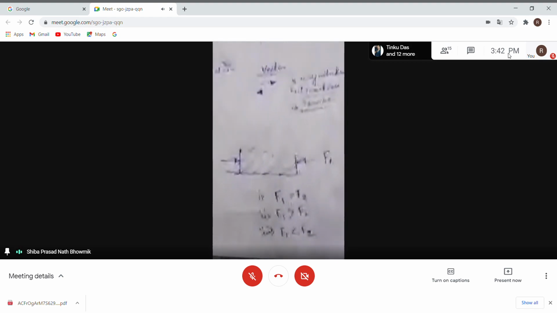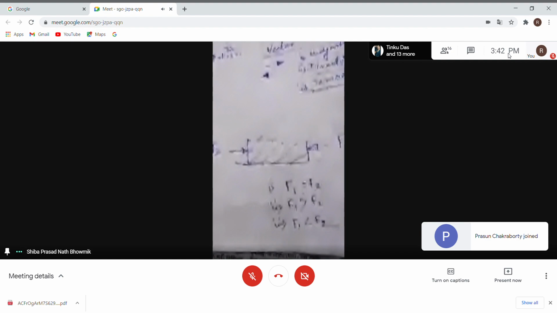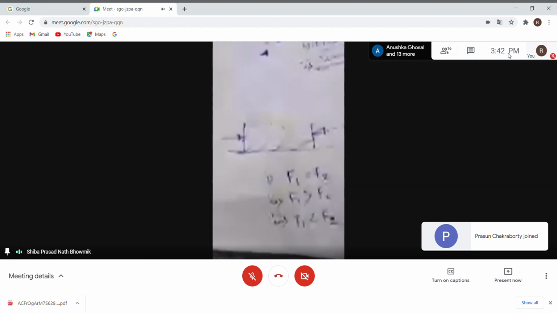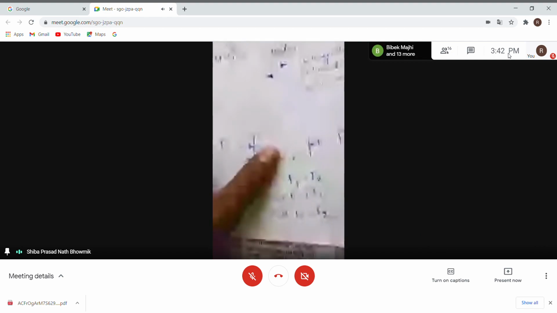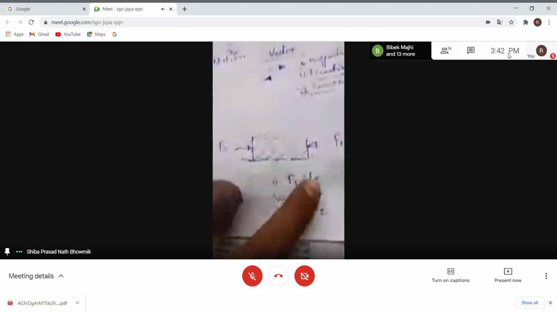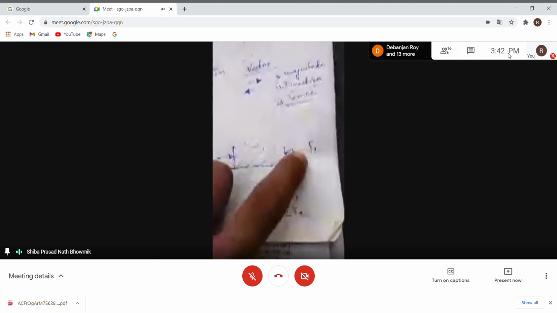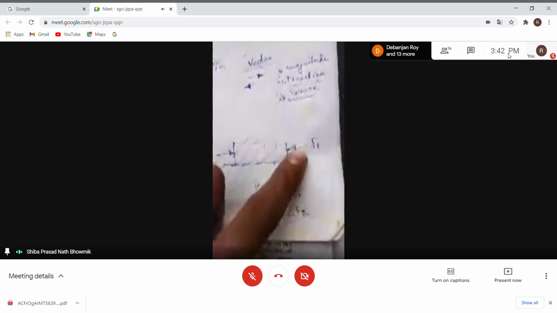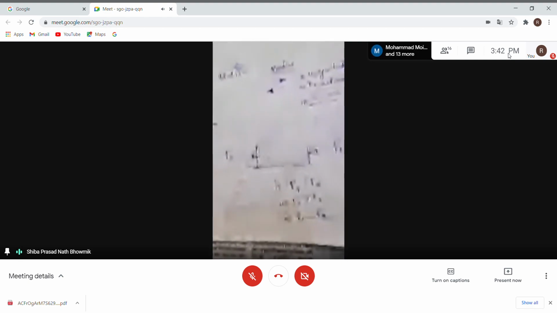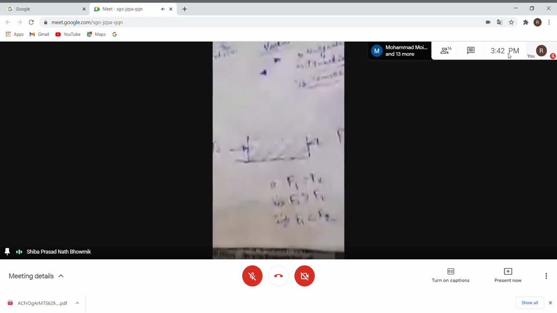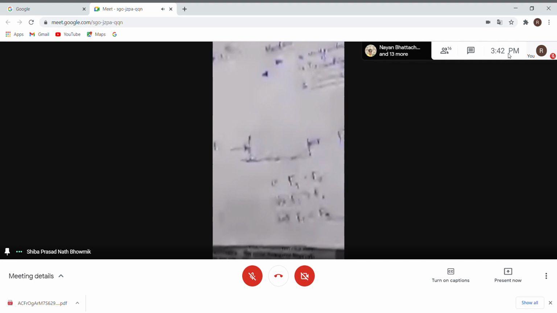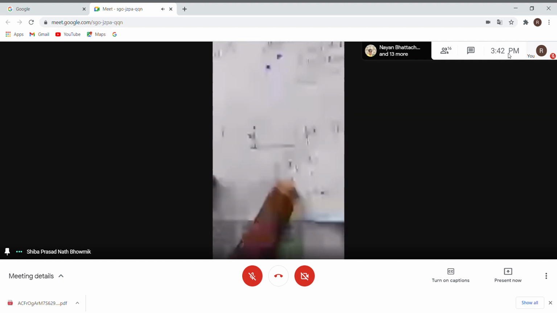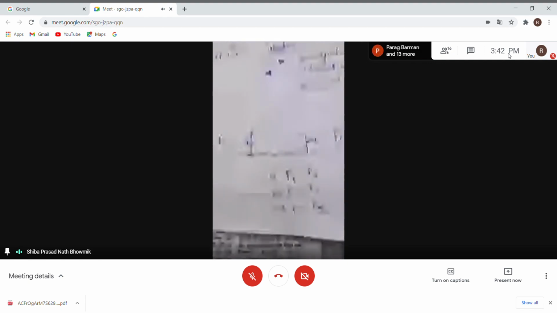If these three are the cases, take the first condition: if F1 is equal to F2, whatever the magnitude here is equal to the same here, then what will happen to the object? Will the object have no displacement, or will it remain the same in its position? Okay.